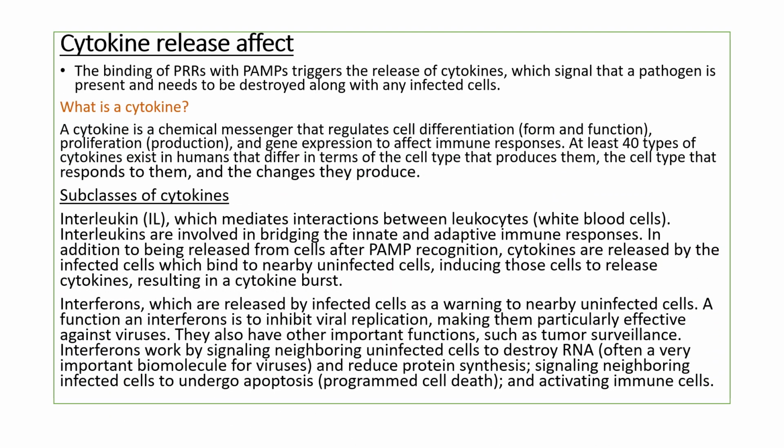Cytokine release effect. The binding of PRRs and PAMPs triggers the release of cytokines, which signal that a pathogen is present and needs to be destroyed, along with any infected cells. The first question that comes to our mind is, what is a cytokine? A cytokine is a chemical messenger that regulates cell differentiation, proliferation, and gene expression to affect immune responses. At least 40 types of cytokines exist in humans that differ in terms of the cell type that produces them, the cell type that responds to them, and the changes they produce.